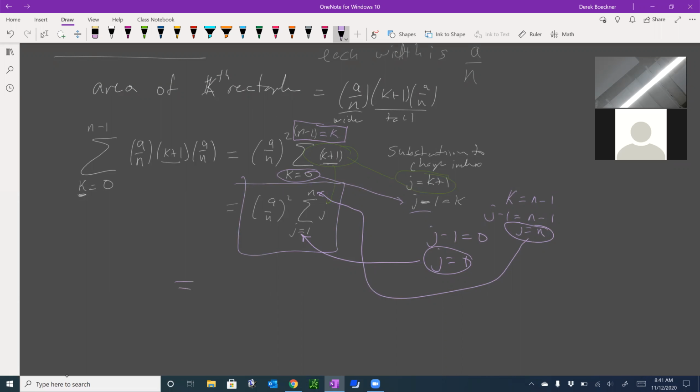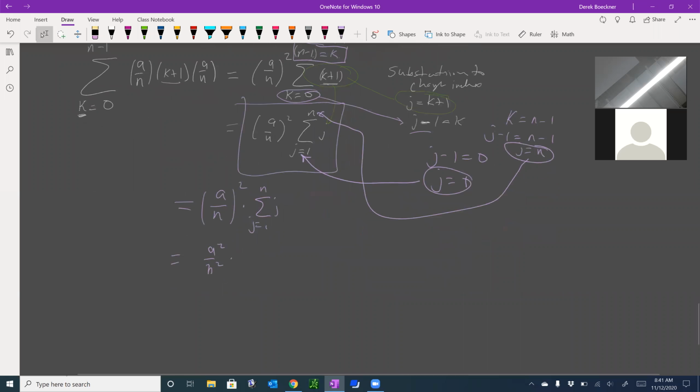And we've got the sum of these rectangles' areas is a squared over n squared times the sum from j equals 1 to n of j, which we know that summation is n plus 1 over 2, right?